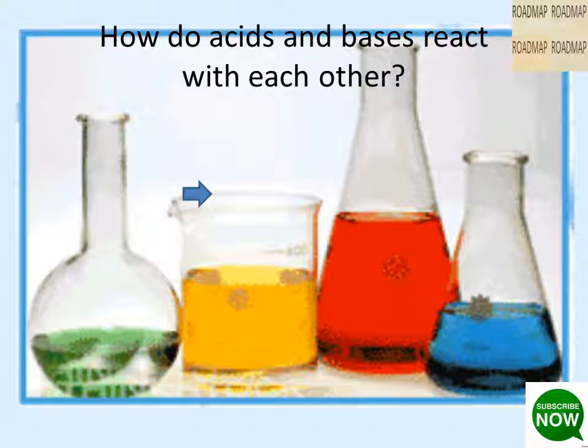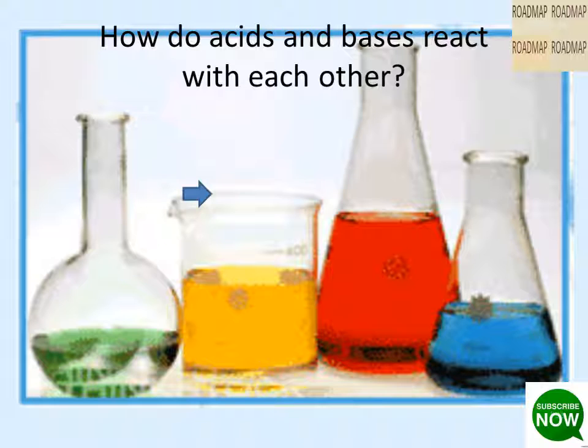Now, how do acids and bases react with each other? Consider the activity: take about 2 ml of dilute NaOH solution in a test tube and add 2 drops of phenolphthalein solution. Now what is the color of the solution? Add dilute HCl solution to the above solution drop by drop. Now, is there any color change in the reaction mixture?